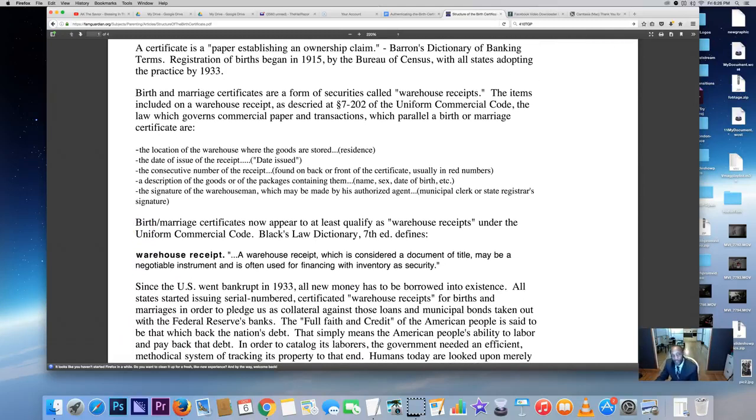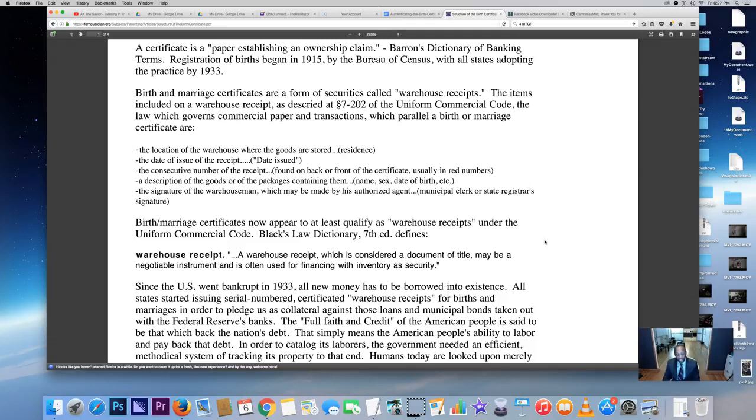Now, birth and marriage certificates appear to at least qualify as warehouse receipts under the Uniform Commercial Code. Remember, all this stuff is still reflecting back to the Uniform Commercial Code, because the Uniform Commercial Code governs all commercial law and all commercial law dealing with any type of monetary transactions. That's why we have to utilize and understand the Uniform Commercial Code. Now, Black's Law Dictionary, 7th edition, defines a warehouse receipt as such: a warehouse receipt, which is considered a document of title, may be a negotiable instrument.